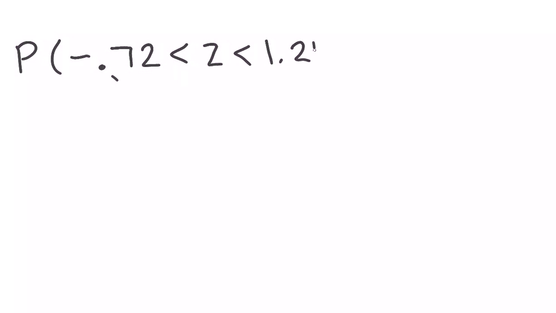Why don't you try one? Why don't you find the probability that z is between negative 0.72 and positive 1.24. Find the probability that z is between those two numbers. In a second, I'm going to start writing my work on the screen, so don't look if you don't want to know.